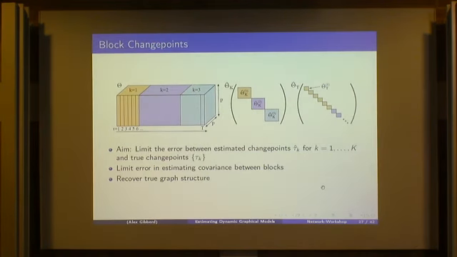Now, in the case of the theoretical results, the aim is that I want to bound the error between the estimated change points and the true change points. And also I want to give some idea about the error in estimating the covariance between the blocks so that I can recover the true graph structure.